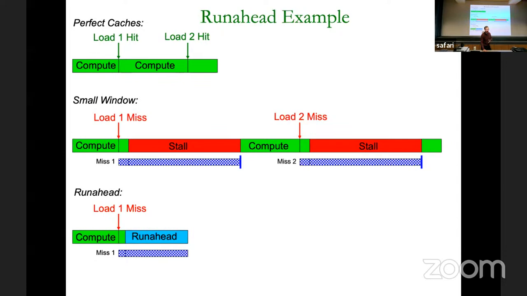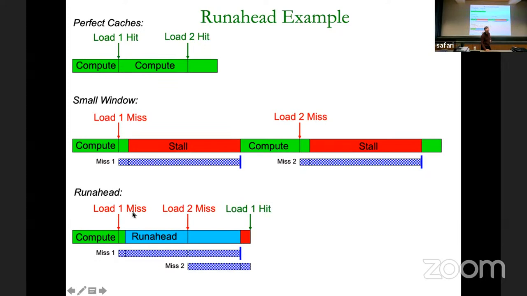When the instructions are done, you throw them away. You keep their results in the register file, of course. And hopefully you get to the second load miss if it's independent. And then you parallelize the first load miss and the second load miss in the memory hierarchy. When the first load miss is returned from memory, you flush the processor, restore the checkpoint. So you re-execute from load one again, and that hits in the caches because you just prefetched it. And you keep computing, and load two's miss returns back after some point. And when the main program actually gets to load two, it hits in the cache. So basically, you save cycles this way.